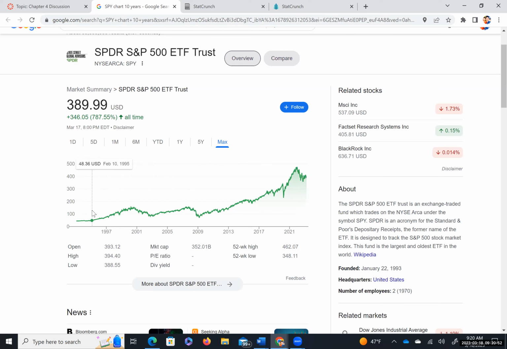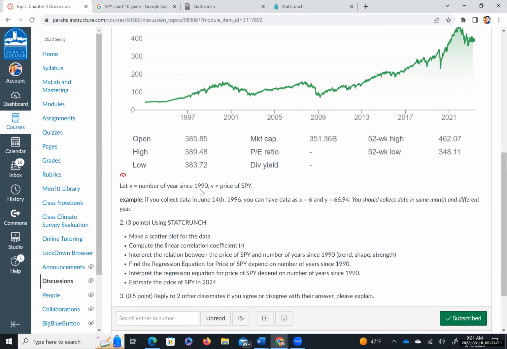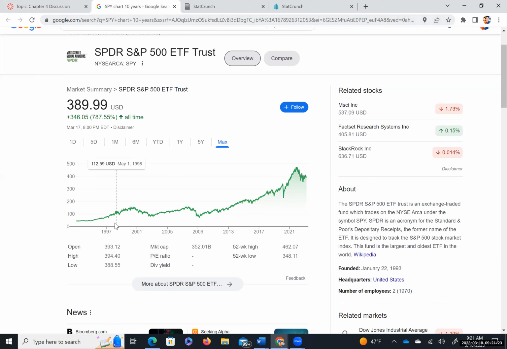So I would like to collect 10 data values, right? Let's go down here and see. I'm going to say X is the number of years since 1990, and Y is the price of the SPY. I would suggest that you choose some year in the same month. For example, I'm going to choose January 1997. I don't care about the date actually.